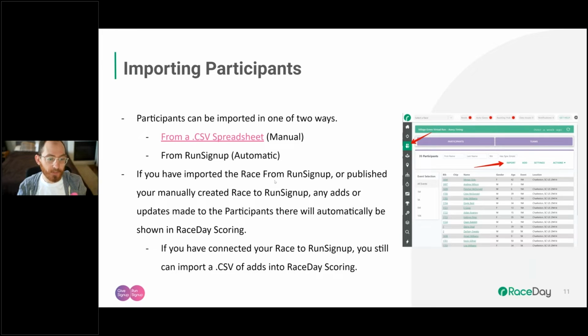So if you've imported the race from RunSignup or published your manually created race to RunSignup, any adds or updates made to participants there will automatically be shown in RaceDay scoring. And yeah, like I said, if you've connected your race to RunSignup, you can always import a CSV of adds right into RaceDay scoring. No issues there at all.